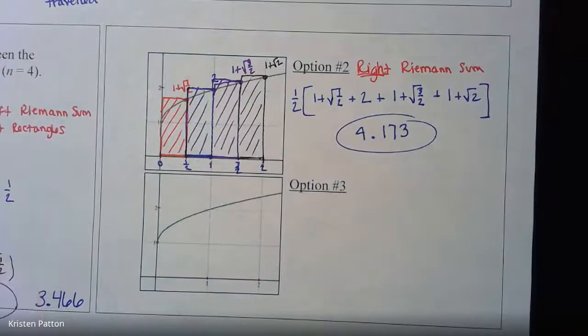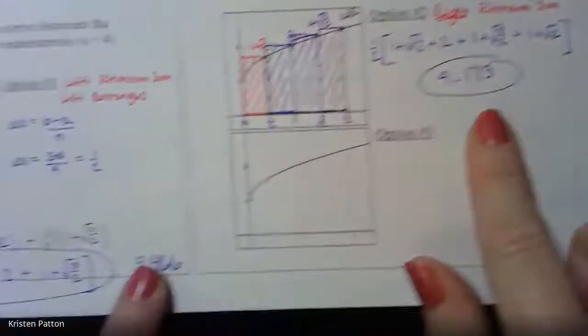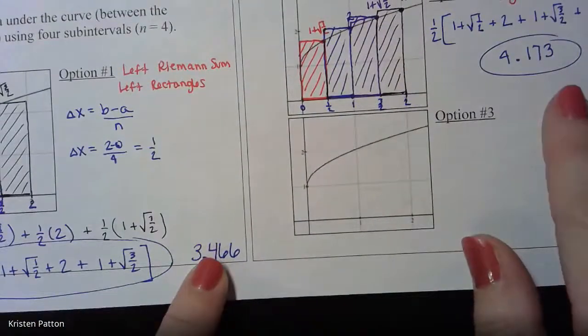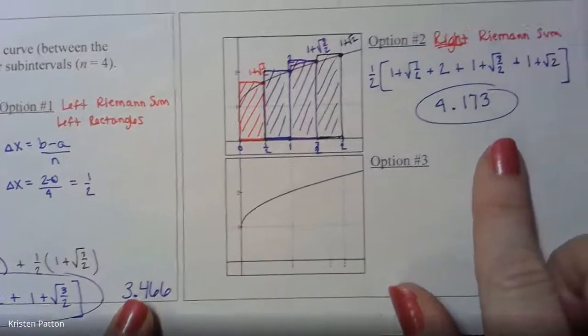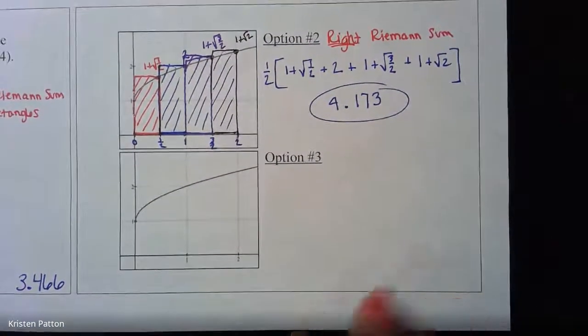What do we think option number 3 could be? Anyone want to take a stab at it? Either averaging the two of them or middle. I love it. Thanks, Matt. In fact, those are going to give us 2 different answers. Matt said we could either average the 2 answers we just got, right? If this one's too small and this one's too big, let's just average them. Or Matt said, instead of using the left or the right, what if we use the middle? I love it. Let's do that one.